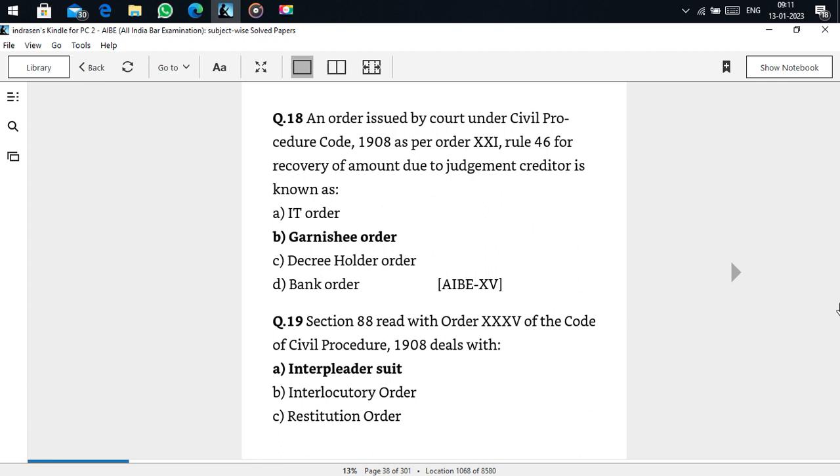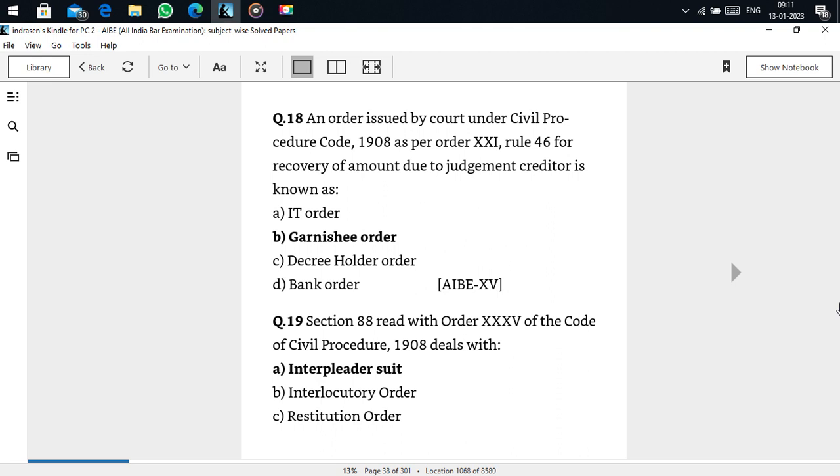In such a case, if he doesn't pay the person to whom he is due for paying, the court can directly give the order to the bank to pay the person who needs to get the money from this particular person, or a debtor. Section 88 read with Order 35 talks about the interpleader suits.